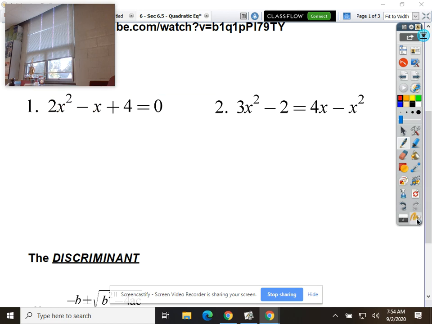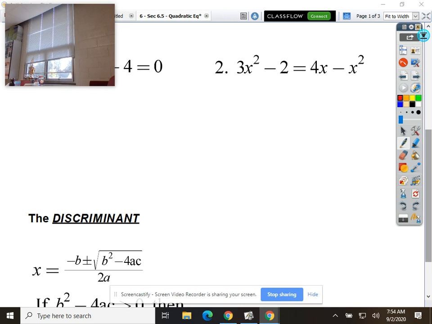All right, let's do number 2. Let's go quickly. Number 2 is not in standard form. You've got to get it in standard form. So let's add x squared to both sides. Let's subtract 4x from both sides.